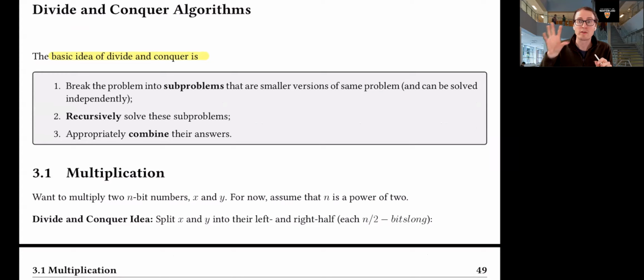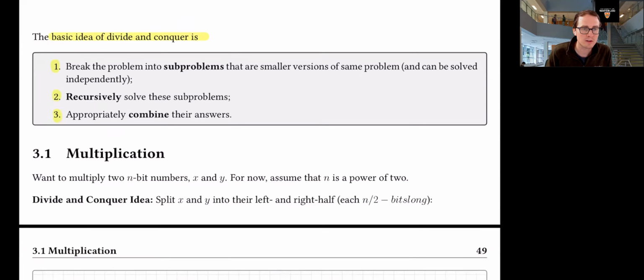By that, I mean, we take one of those subproblems and we further break it into even smaller subproblems and so on until we get all the way down to a base case, and then we come back up. And to come back up, we appropriately combine the answers of each of the subproblems. So I'm going to go through several examples of how this kind of idea works that will then, I think, make it a lot clearer what we're talking about.